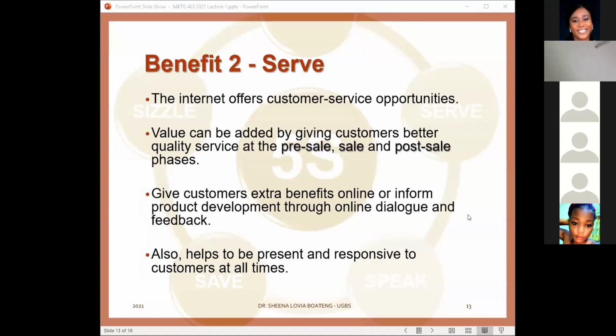Right? So that's a good example of how the internet can help us in the pre-sale stage to convince our customers to buy from us, right? Let's talk about the sales stage as well. Once we have been able to convince the customer to buy from us, how can we use the internet to enhance the selling stage?